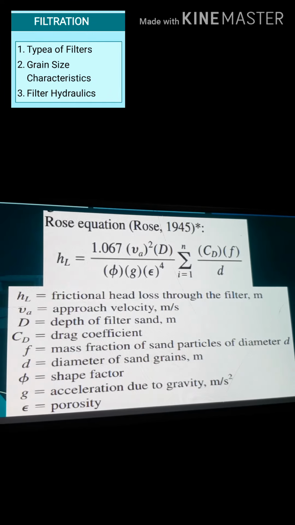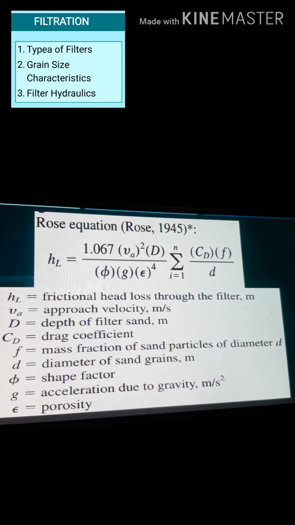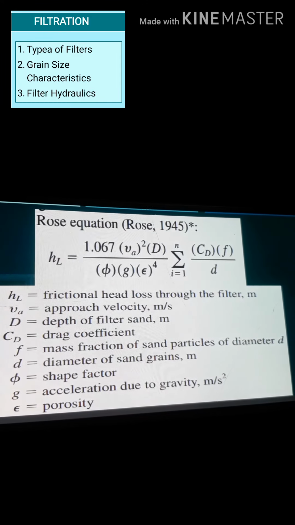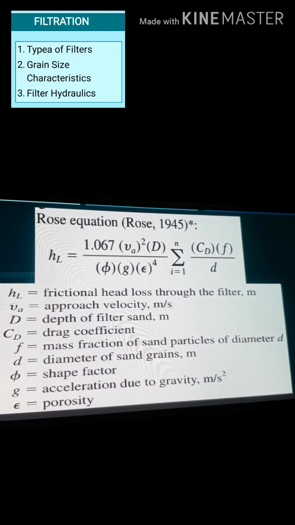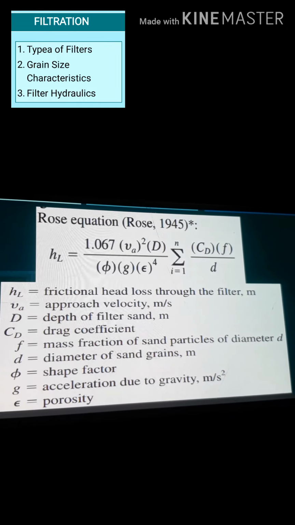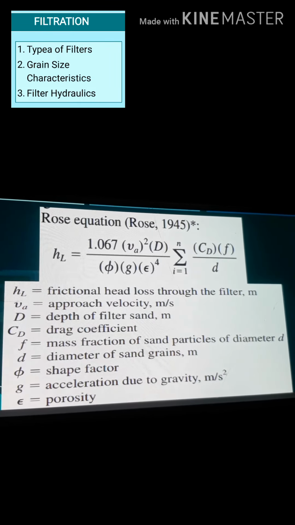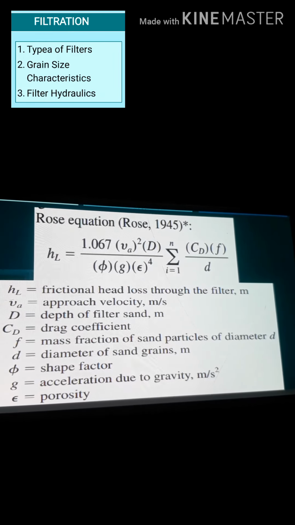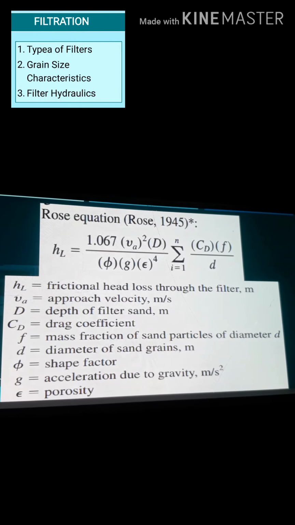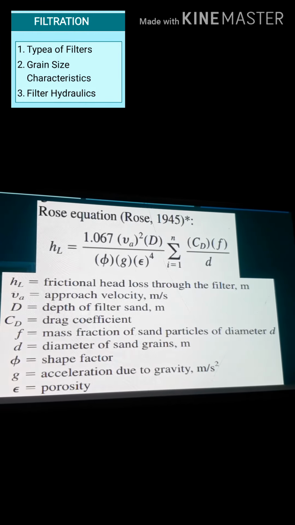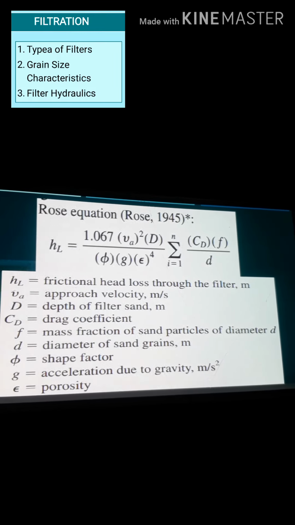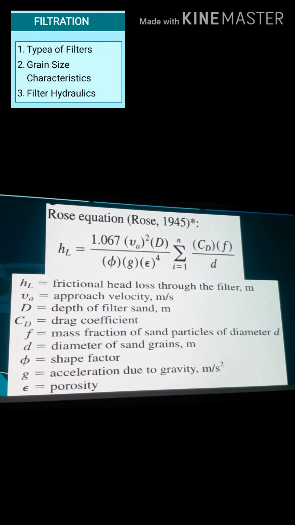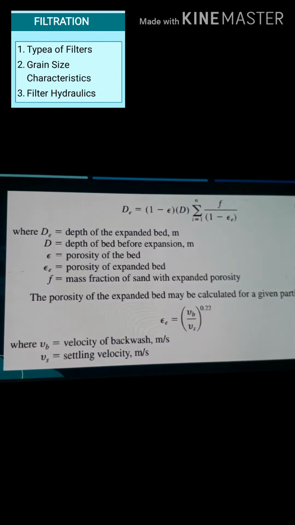Our next equation is the Rose equation. The frictional head loss through the filter is equal to 1.067 times the approach velocity squared times the depth of filter sand over shape factor times acceleration due to gravity times porosity raised to 4, times the summation from i equals 1 of the drag coefficient times our mass fraction of sand particles of diameter d over our diameter of sand grains.